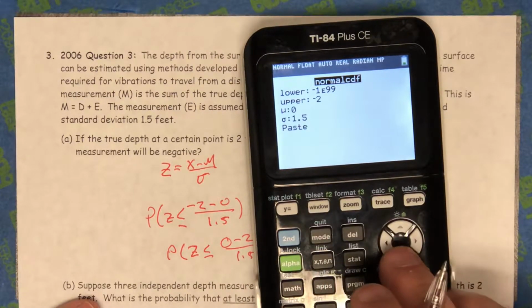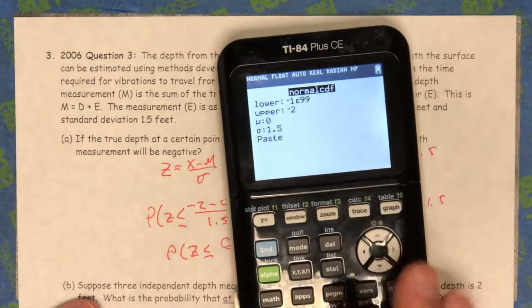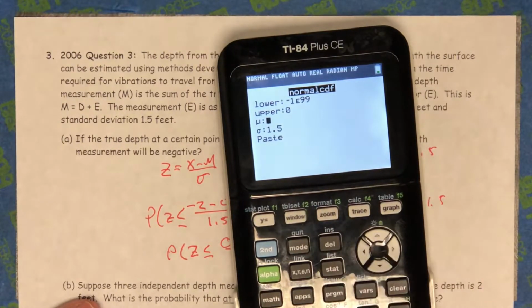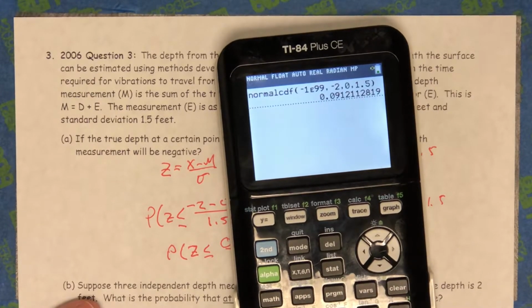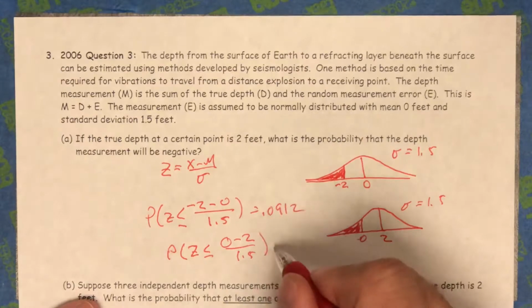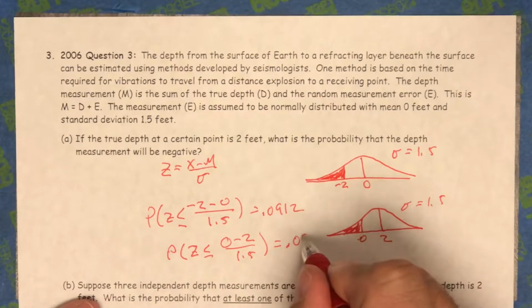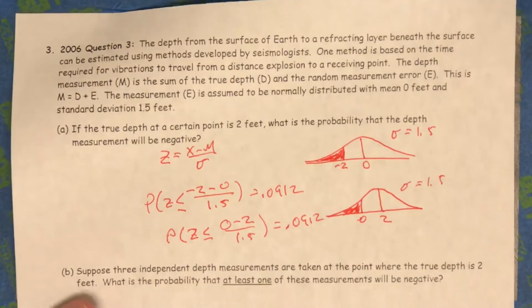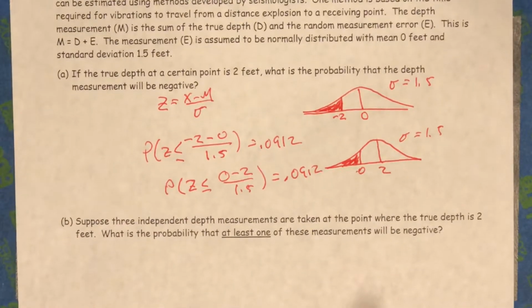And when I put that into the calculator, my lower bound's the same. My upper bound has changed to 0. My mean is 2, and my standard deviation is still 1.5. Once again, I'm going to get the same value. So either one of those two methods, whichever one makes more sense to you, is the one you should use.